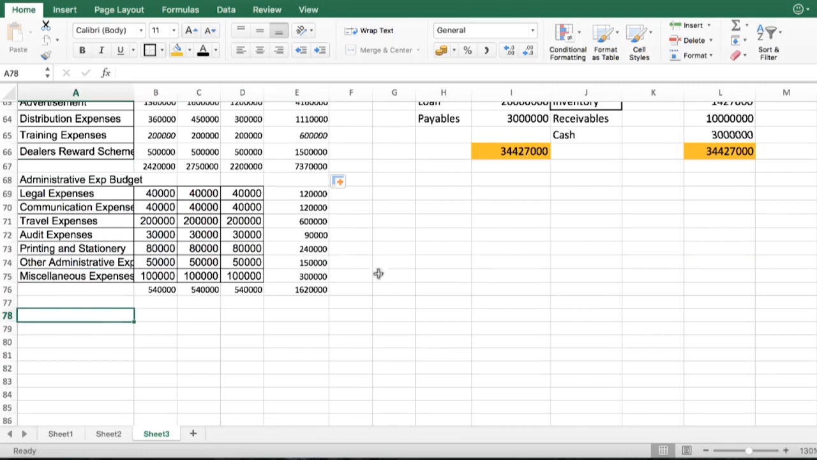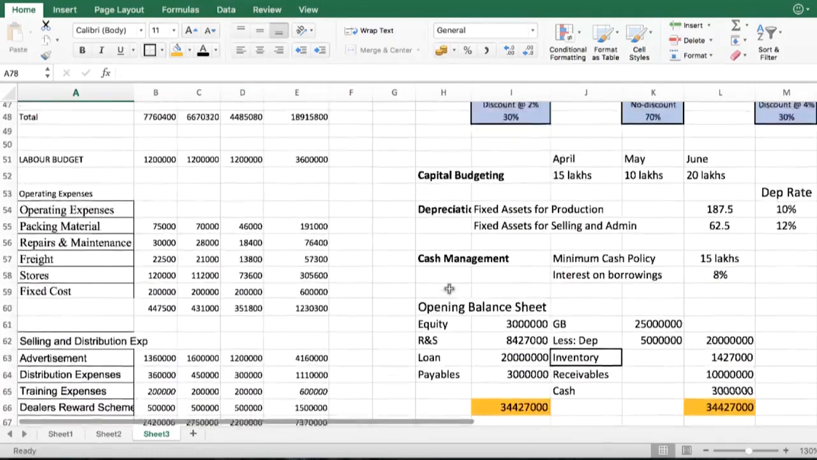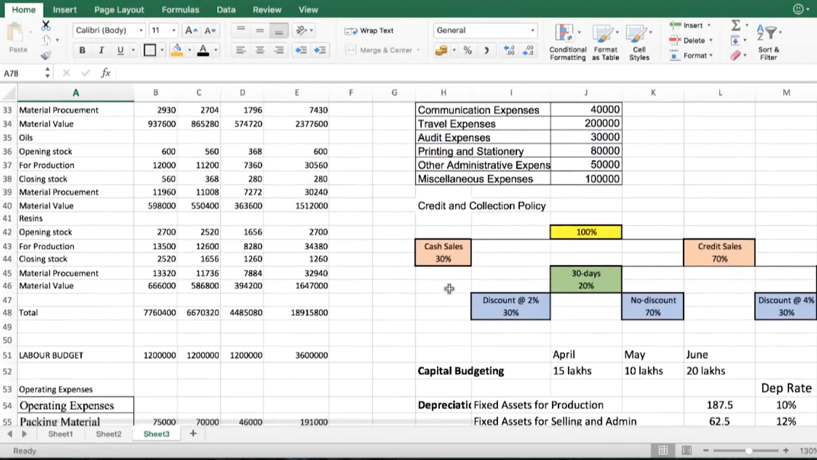Our next step is to prepare the collection policy. Using the credit and collection policy, we need to estimate how much cash we are going to collect, and that way we are going to integrate all the budgets which we have prepared in terms of a monetary value.